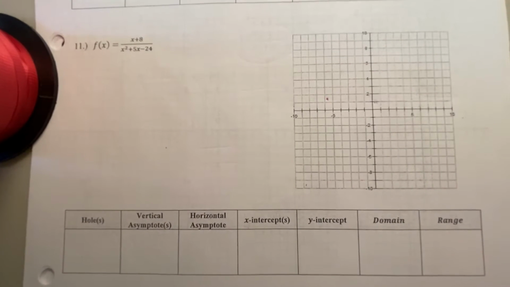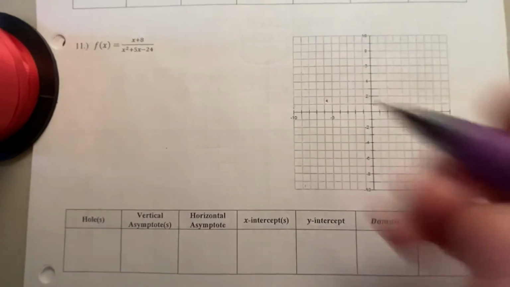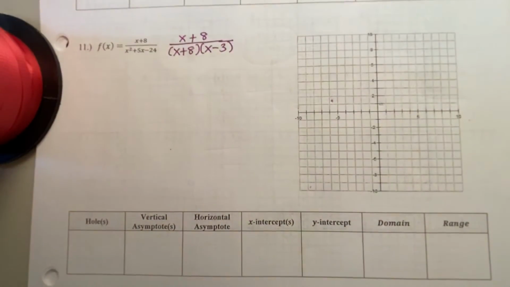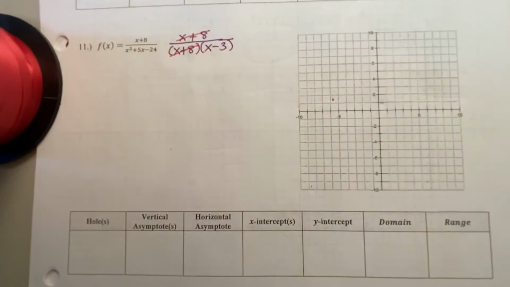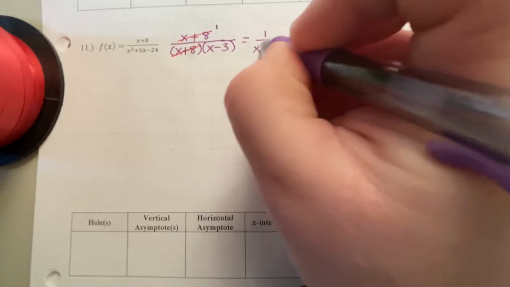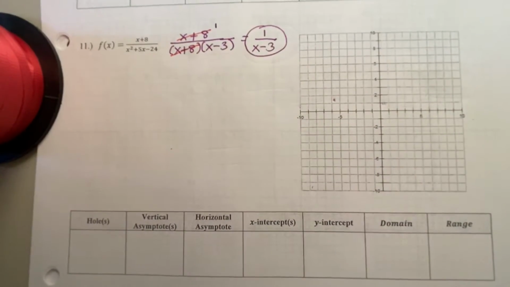In this video, I'm on number 11 on page 21 in your packet. So the first thing that we're going to do is factor anything that can be factored. So this denominator would be x plus 8, x minus 3. And now I need to cancel anything out that will cancel out. So my x plus 8's cancel. And remember, anything divided by itself is technically 1. So that gives me 1 over x minus 3. All right, so that's my simplified version.